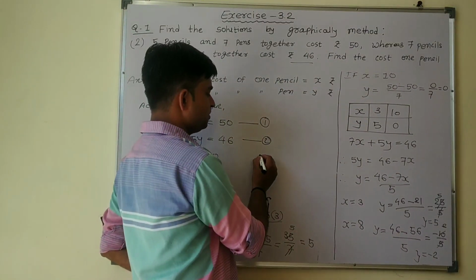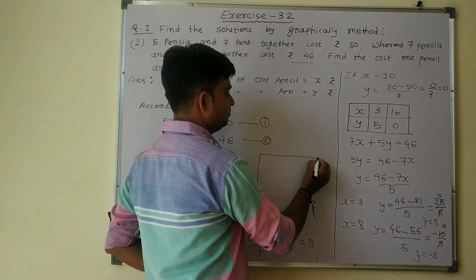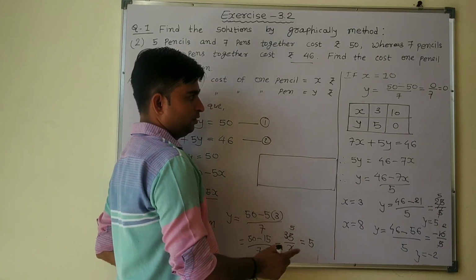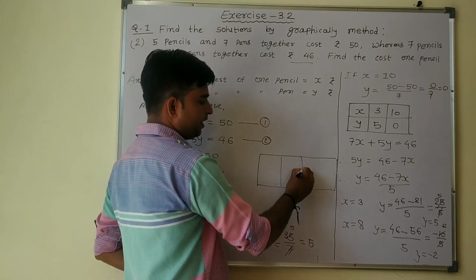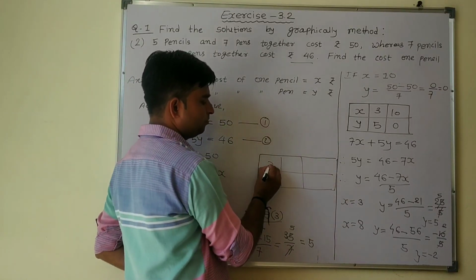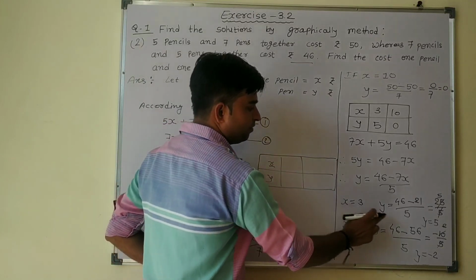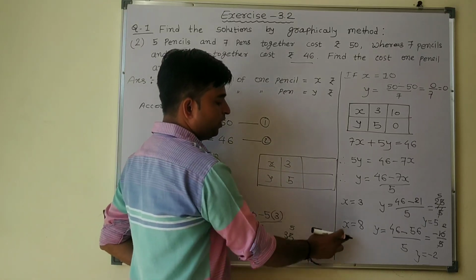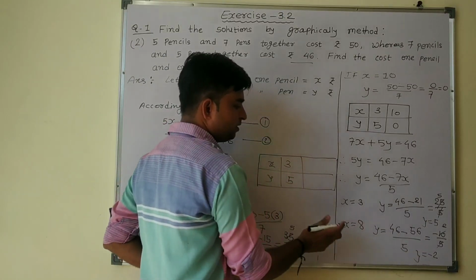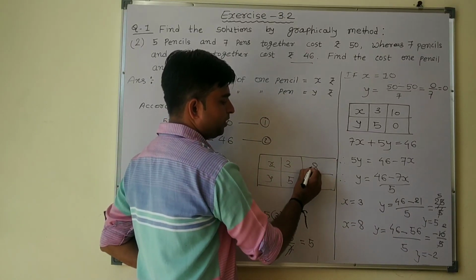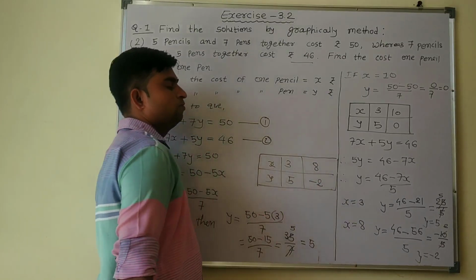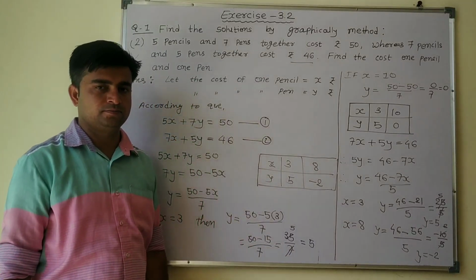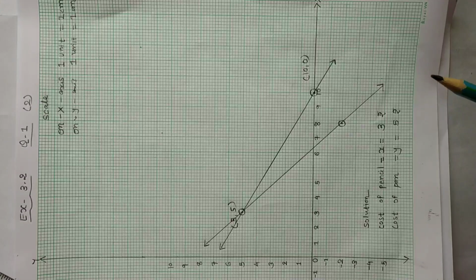So second solution table, if we take x equal to 3, then y is equal to 5. So (3, 5). If we take x equal to 8, then y is equal to -2. So (8, -2). So both solution tables are complete. Now let's move on to the graph paper. Now let's see the graph.